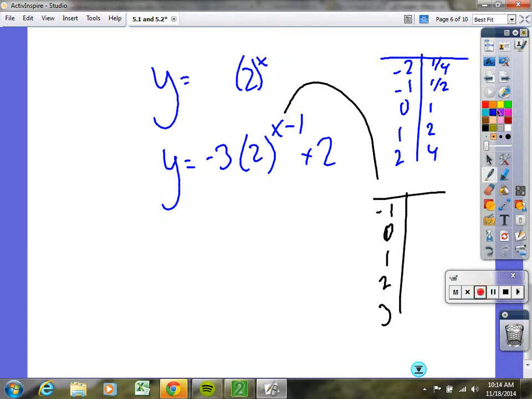Now I'm going to do my y's. You guys want to know how I'm going to do my y's? I'm going to do them both at the same time. So I'm going to take a fourth, multiply it by what? Negative 3, so that's negative 3/4. Then I add 2, that's 1 1/4, which is 5/4. I take a half, multiply it by negative 3, that's negative 3/2. And I add 2 to it, I get a half.